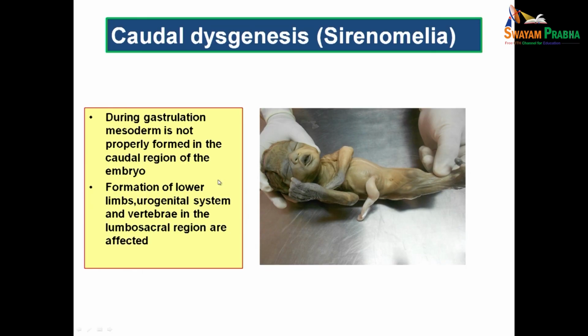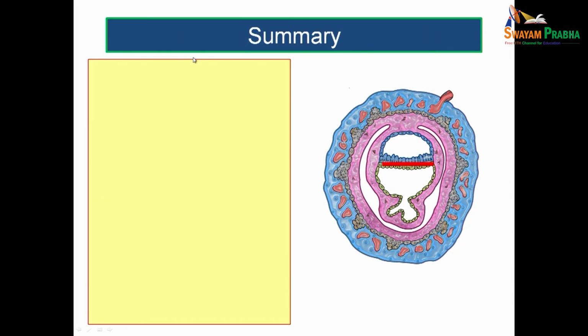And have you ever thought what is the reason for this? We have already mentioned the process of gastrulation, where you get the mesoderm in between the ectoderm and endoderm. But in this condition, the mesoderm is not properly formed in the caudal region of the embryo. So, in the caudal region you won't get a proper formation of the lower limbs, the urogenital system and the vertebrae in the lumbosacral region. All these structures will be affected if gastrulation is not occurring properly in the caudal region of the embryo, and that will result in caudal dysgenesis or sirenomelia.